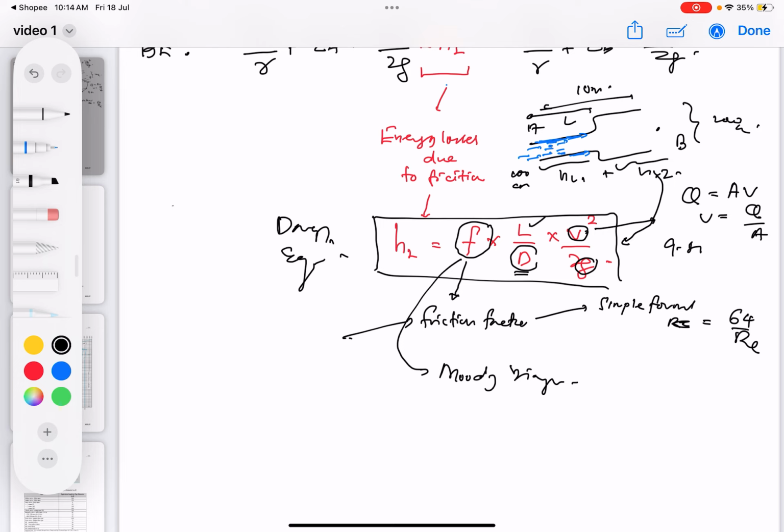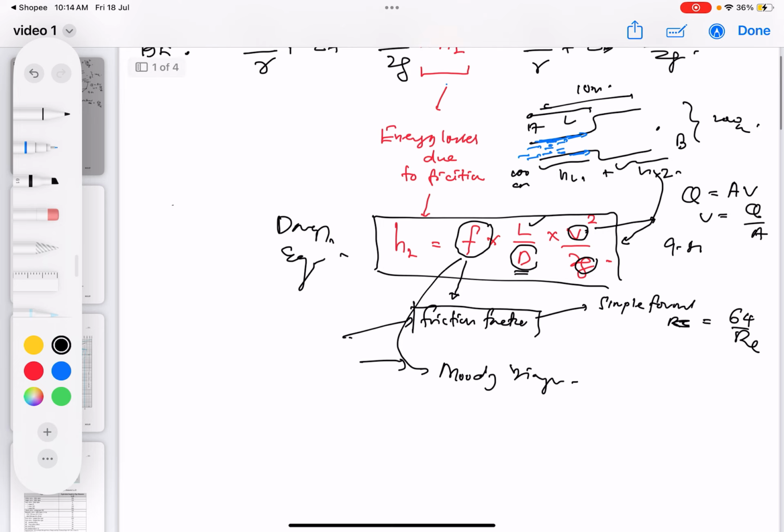Can I use either one? The answer is no. In order for me to select the correct method to find the value of f, I actually have to determine the type of flow, just like what you did in experiment number 6. You need to determine the type of flow.